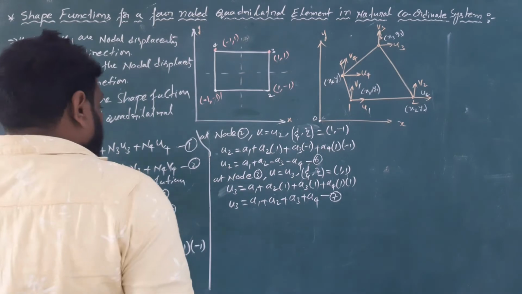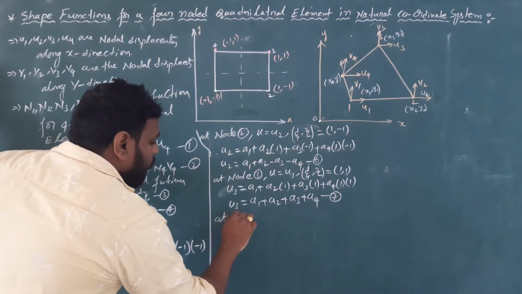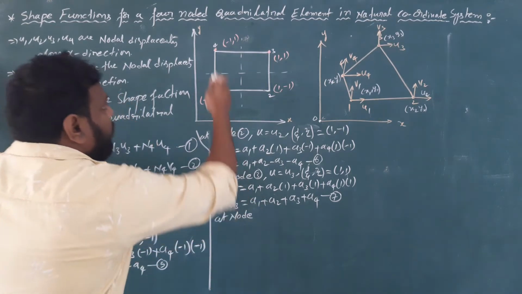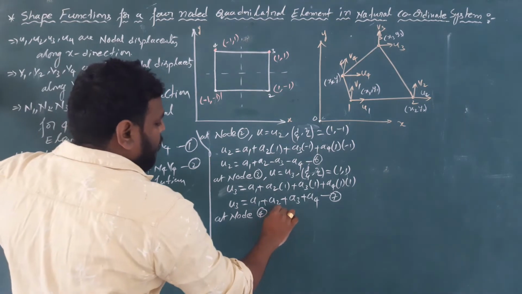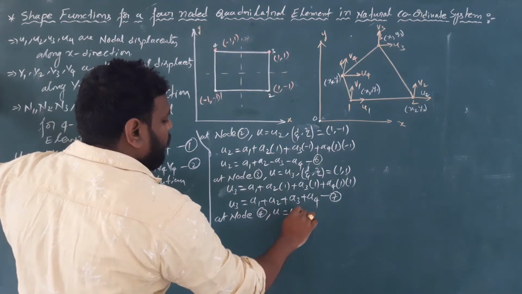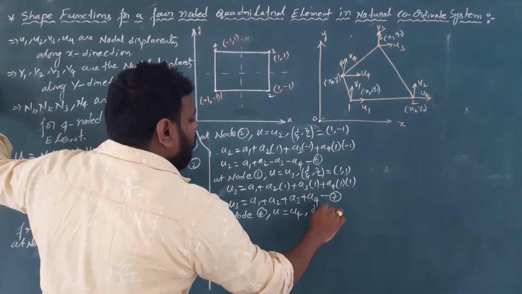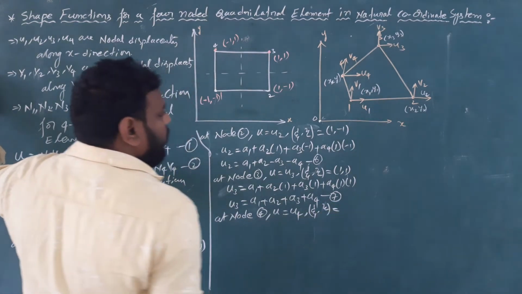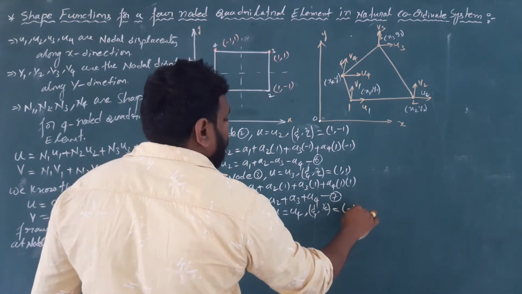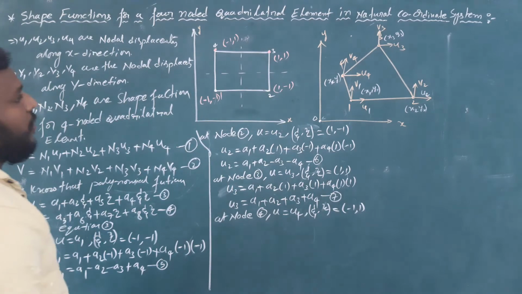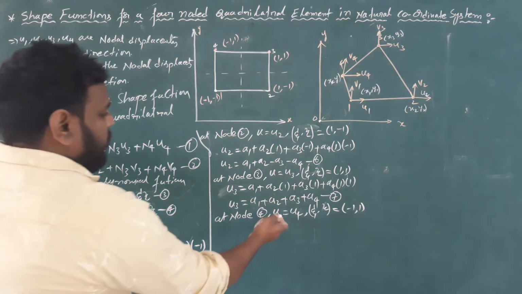Now at node 4, u is equal to u4, and ξ comma η will be -1, 1. Okay, substitute this value here.